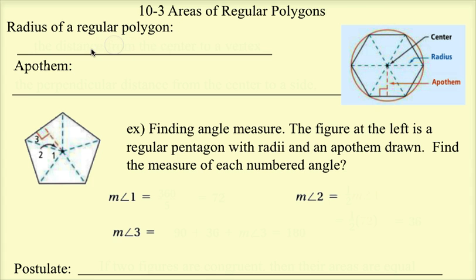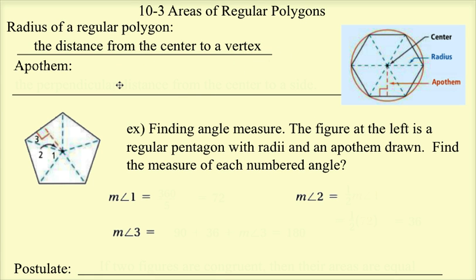The radius of a regular polygon is the distance from the center to a vertex. So you see this blue line right here, that's the radius of this polygon. So it's the distance from the center to the vertex of the polygon. There's actually more than one radius. From the center to every vertex is a radius. So I have 6 radii, so it can divide this polygon into 6 sections.